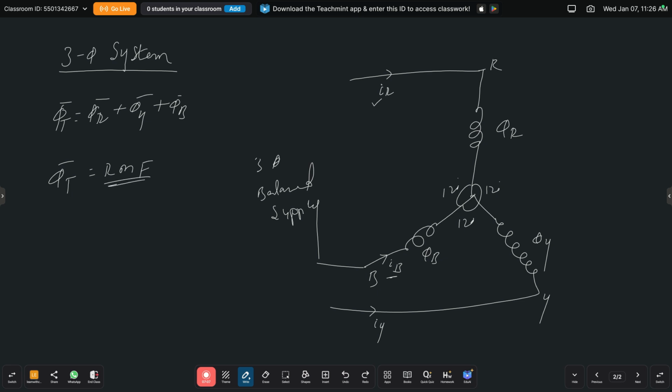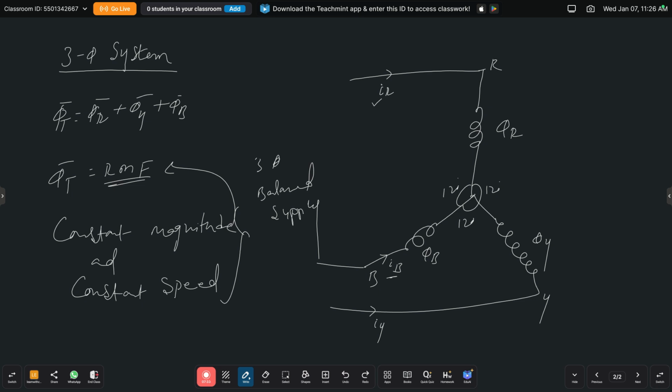This is the rotating magnetic field. This rotating magnetic field will rotate with constant amplitude, constant magnitude and constant speed. This is the rotating magnetic field.